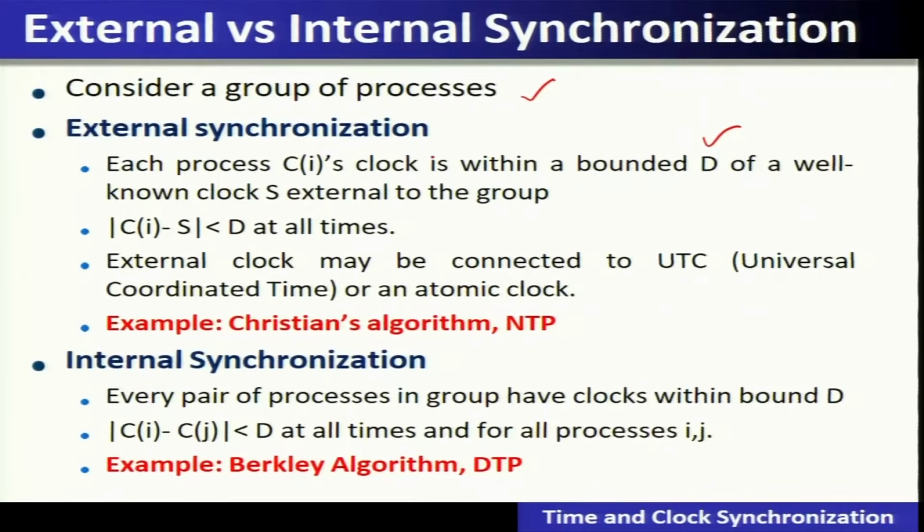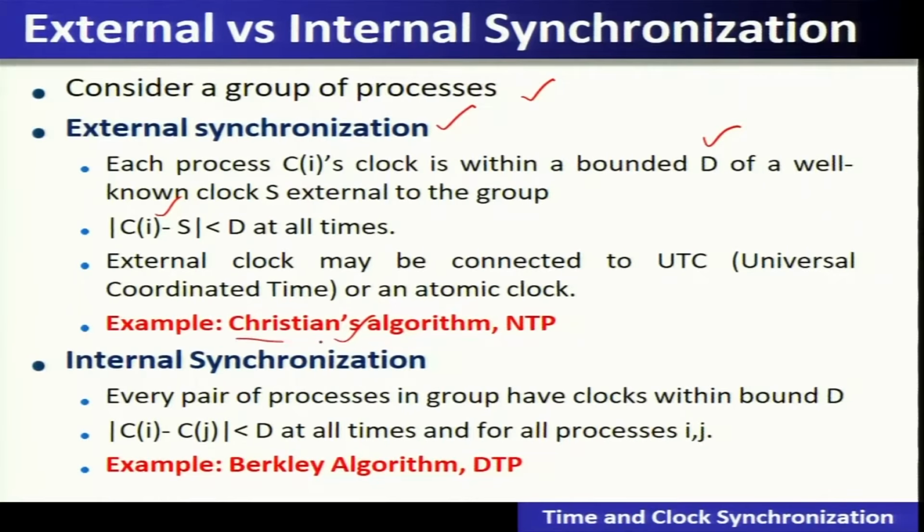So, for the process Ci's clock, if we see the skew, that is the difference Ci minus S, the external clock, and it is less than D at all points of time, which is an acceptable bound, then it is synchronized. Otherwise, this external clock may be connected to the universal coordinated time or an atomic clock. So, this type of synchronization with the external clock or universal coordinated time is called external synchronization.